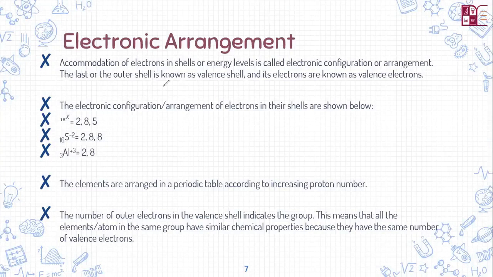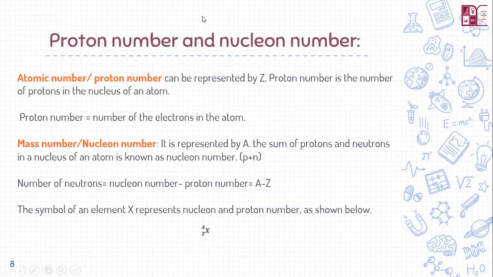We have discussed this already, that the arrangement of the electrons in the shells or the energy levels is called the electronic configuration. Coming to this one, the proton number and the nucleon number. As I've discussed earlier, I'm going to share something about the proton numbers and the nucleon numbers.